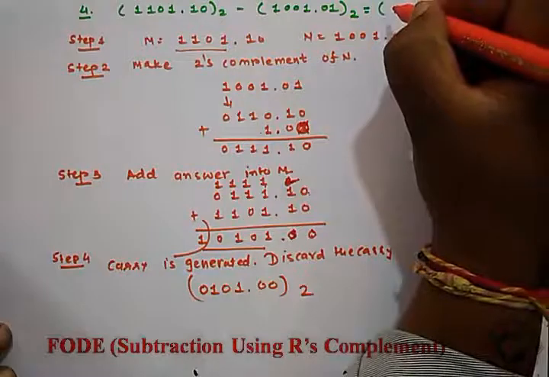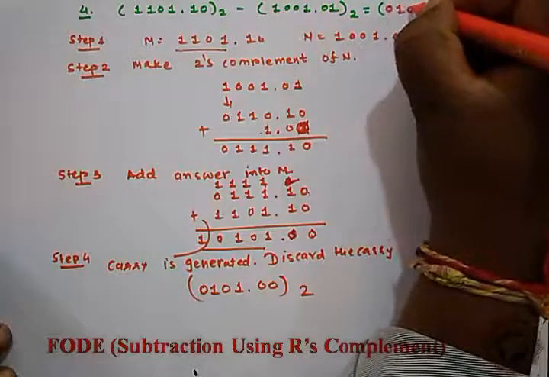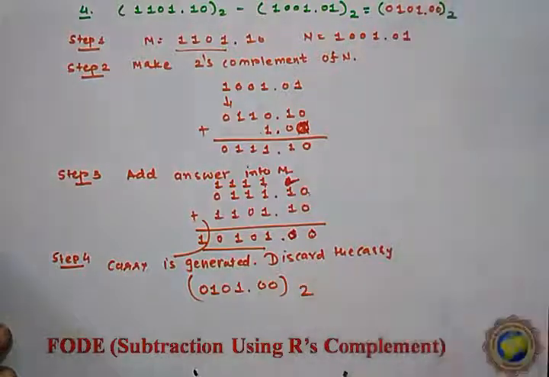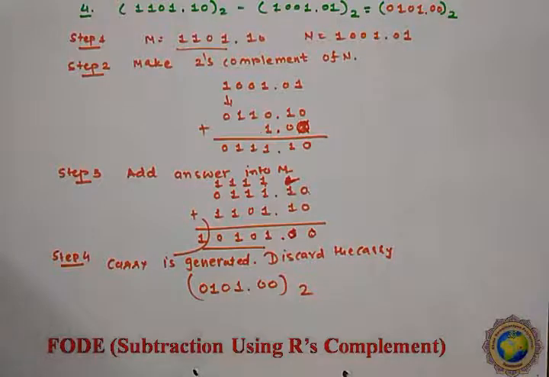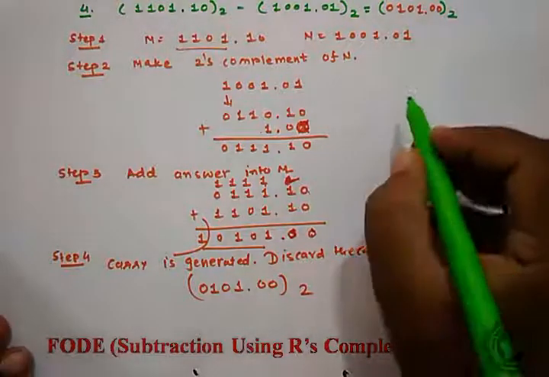Okay, so you can write here 0101.00. So this is the answer of the fractional number. Okay, so this is our subtraction of binary numbers using the 2's complement method.